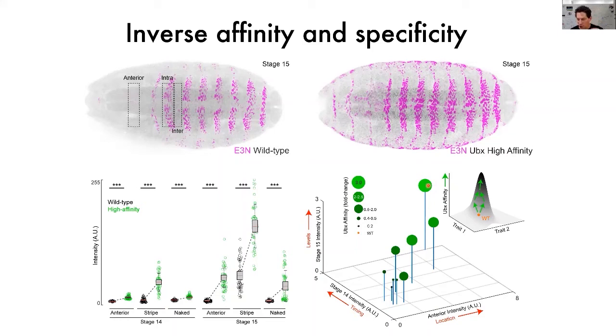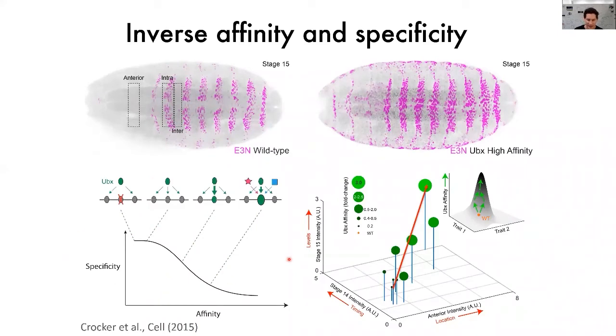And in all cases this correlates with linked relationships between the level of intensity, precocious expression, and overcoming that repression in between segments, right? So again, these are highly linked covariant traits, which is a signature of constraint.